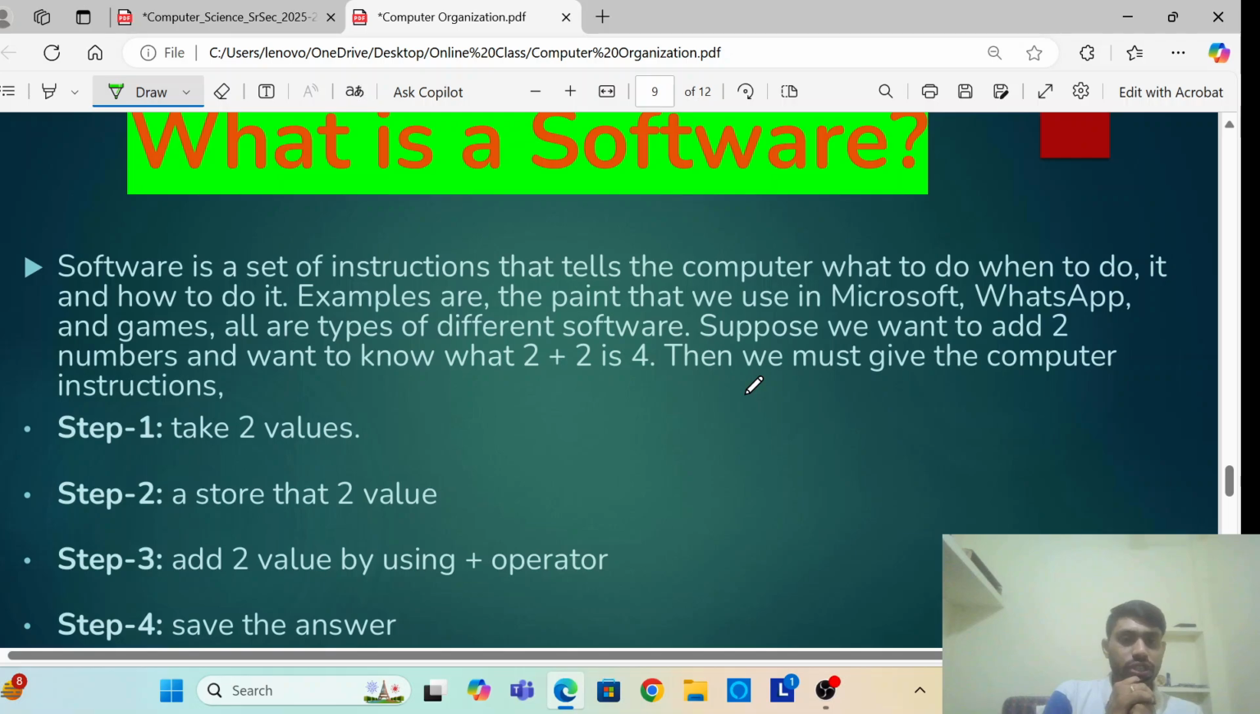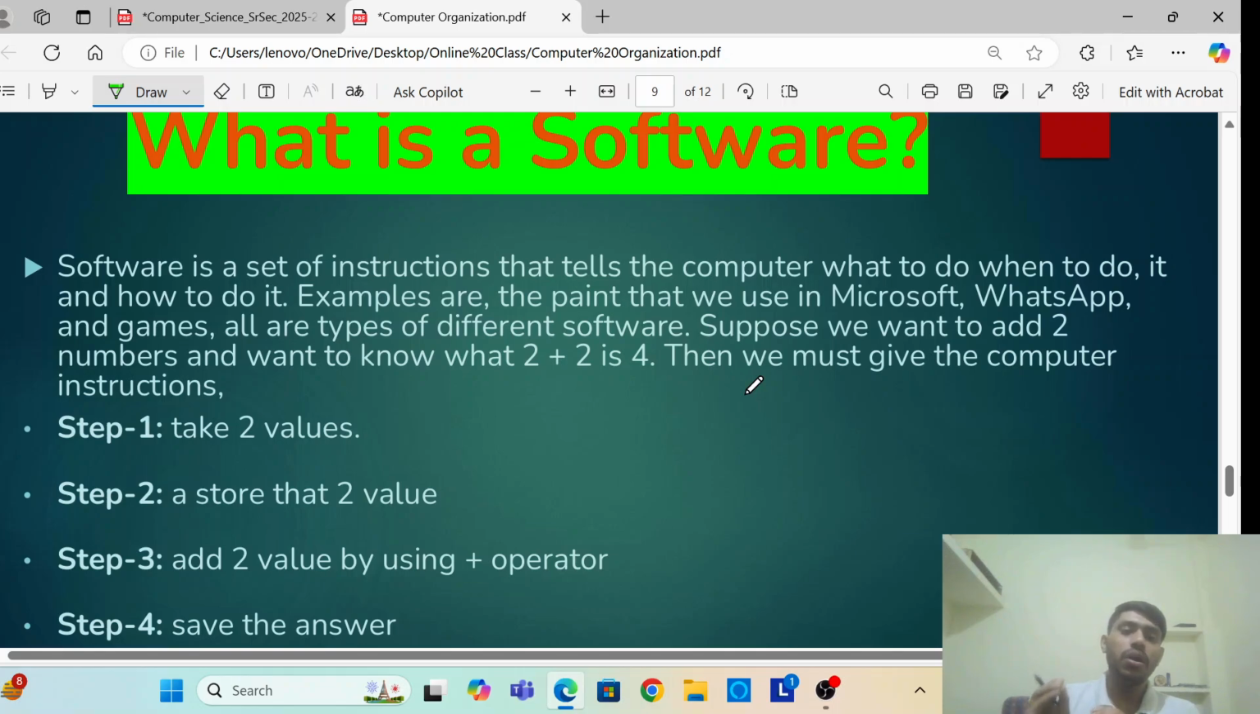Then what is software? Software is a set of instructions that tells the computer what to do, when to do, and how to do it. Examples: the fonts used in Microsoft, WhatsApp, and games. All are different types of software.